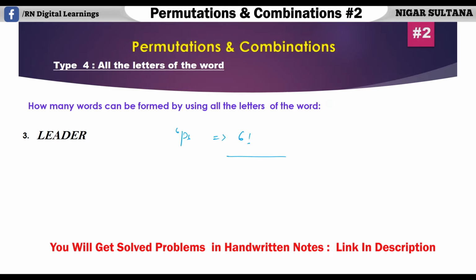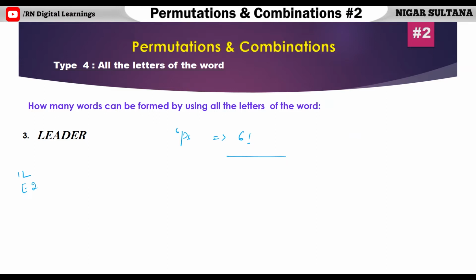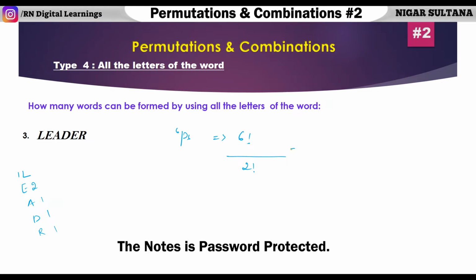Divided by. Now 1 L we have, then E we have twice, A is 1 time, D is 1 time, E is already written, then R is 1 time. So everything is 1, 1, 1 and 2. No need of writing 1 factorial again, just write 2. This is my 2 factorial. Now what is 6 into 5 into 4 into 3 into 2 into 1 divided by 2 factorial, that is 2, right?